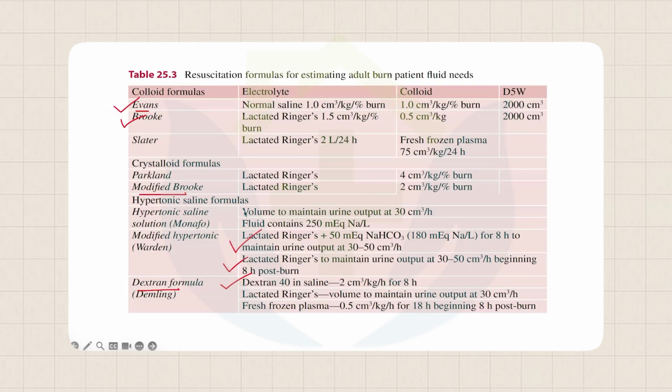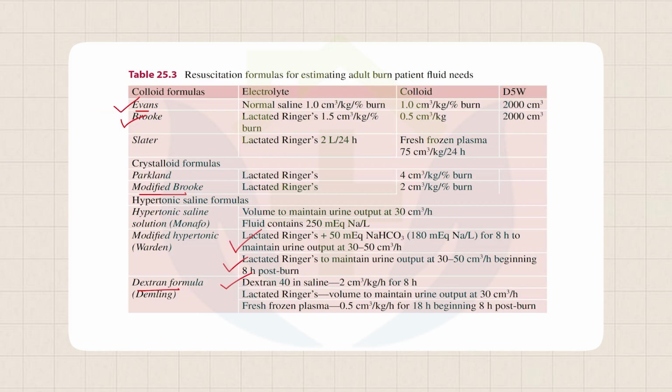These are the various formulas and their comparison. The initial Evans groups had various limitations. Their studies were not good enough or powered enough. Parkland was a huge hit. Everyone started using Parkland. It became a hit. It became an MCQ question.